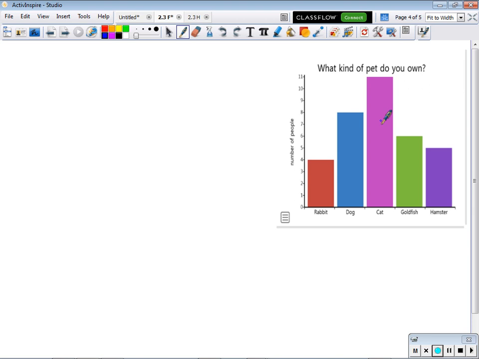Number 2 says, how many students owned a dog, cat, or rabbit? So if you look here, it looks like there were 8 students who owned a dog. It looks like there's 11 students who owned a cat.